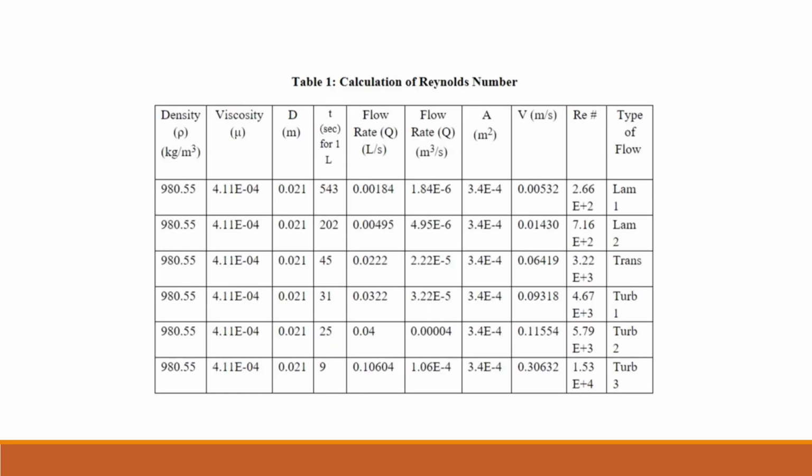Here's our table with all of the Reynolds numbers calculated. And as we can see here, our laminar 1 has a Reynolds number of 266, which agrees with laminar flow. Laminar 2 has 716, which is also true. Transitional has 3,220, which agrees with the rules. And all of the turbulent flows have higher than 4,000 for their Reynolds number.